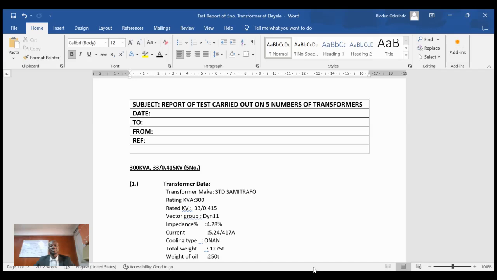Today, we'll be talking about part two of the tests we carry out on transformers. Please, we've discussed part one. In part one, we talked about the different types of tests we carry out and the reason why we carry out tests on transformers. And this is part two.